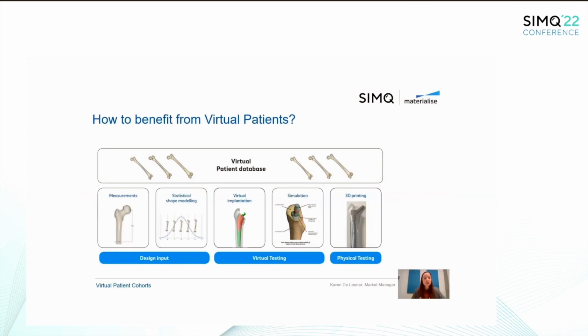So in summary, virtual patients can be beneficial at different stages of the product life cycle. In the beginning of R&D, it can be used to quantify your target population and the anatomy and have relevant design input. And then after device development, virtual patients can be used to verify your prototype, quickly pinpoint needed design iterations, and move forward to animal and human trials with confidence in your device.